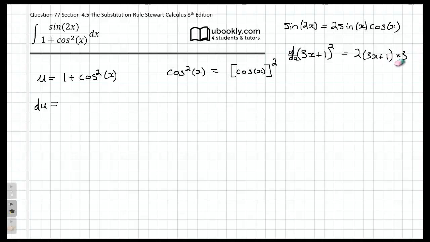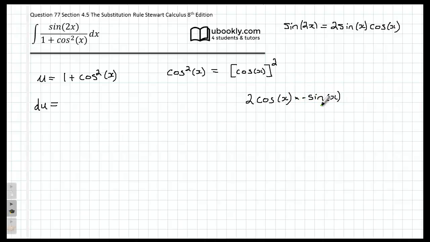I'm going to do the same here for cosine squared. So the derivative of the whole thing would be 2 cosine of x, and then the derivative of the inside of cosine would be negative, so I'll multiply by negative sine of x. So in fact I'll end up with negative 2 sine of x cosine of x for the derivative of cosine squared. So my du here would just be negative 2 sine of x cosine of x dx.